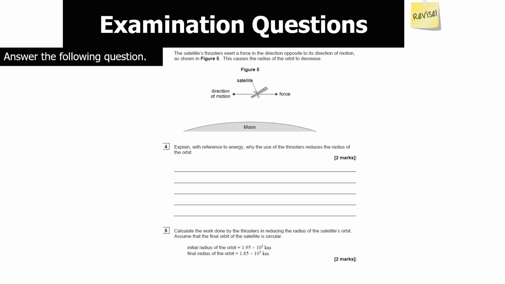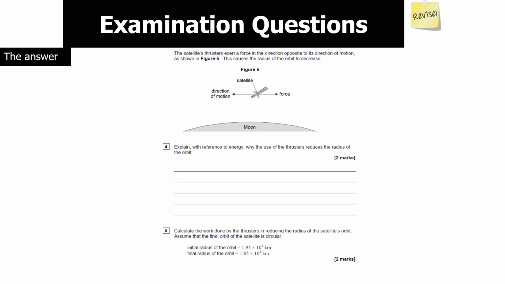The next question says the satellite's thrusters exert a force in the direction opposite to its direction of motion as shown in figure 5. This causes the radius of the orbit to decrease. Explain with reference to energy why the use of thrusters reduces the radius of the orbit, and then calculate the work done by the thrusters in reducing the radius of the satellite's orbit. Assume that the final orbit of the satellite is circular. So pause the video now, then unpause the video when you want to go through your answers.